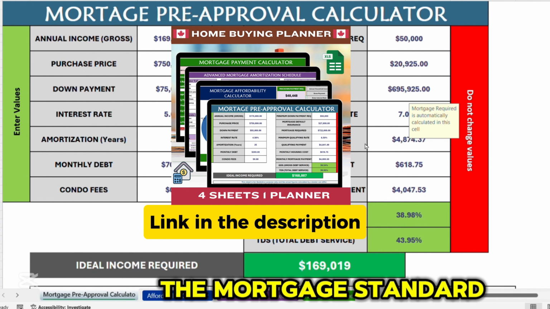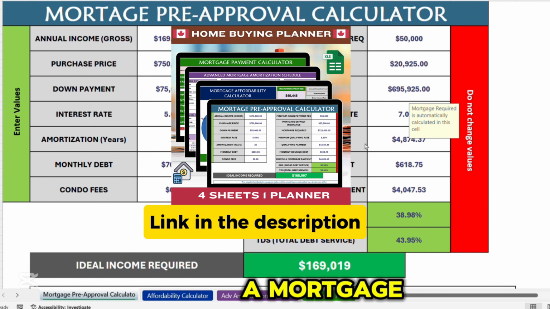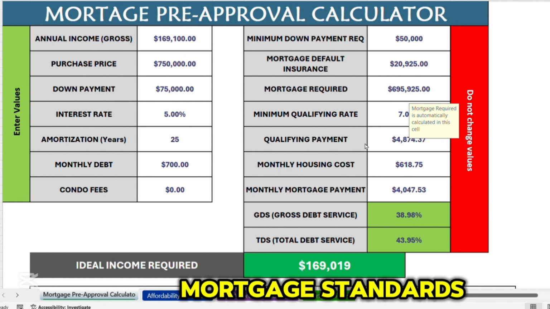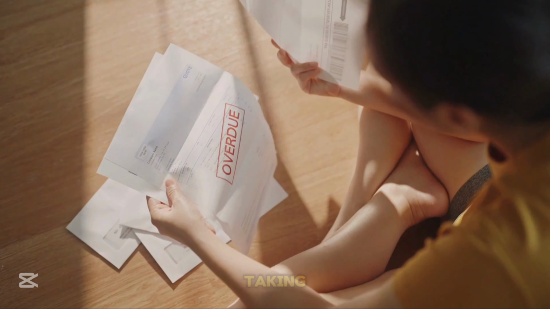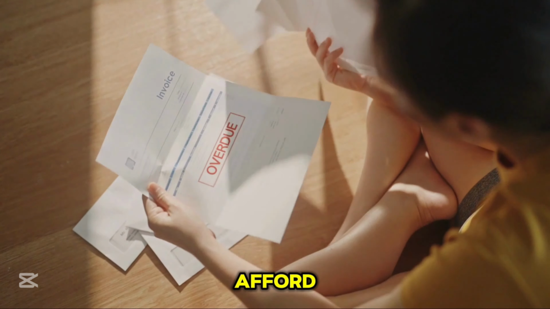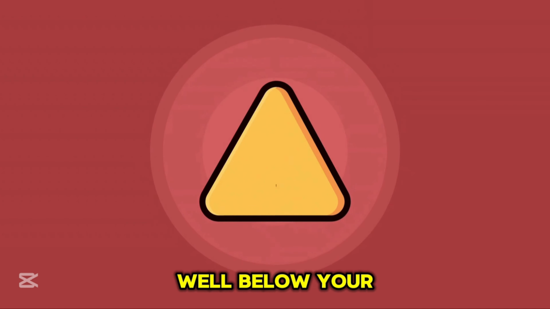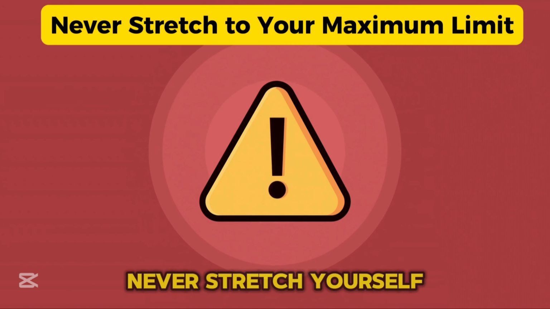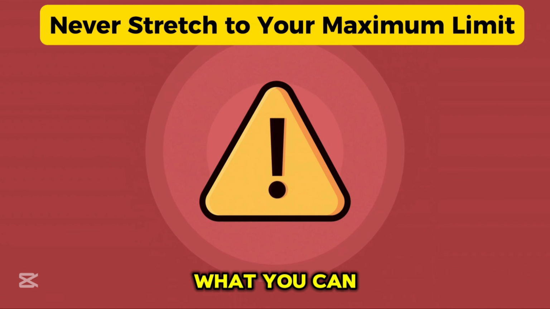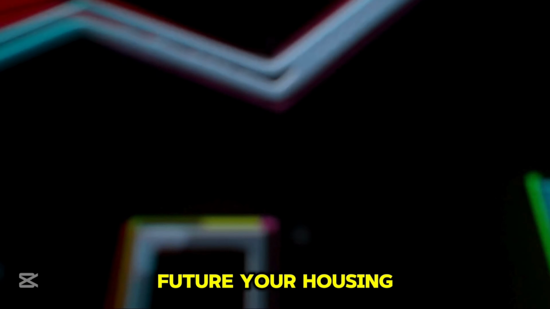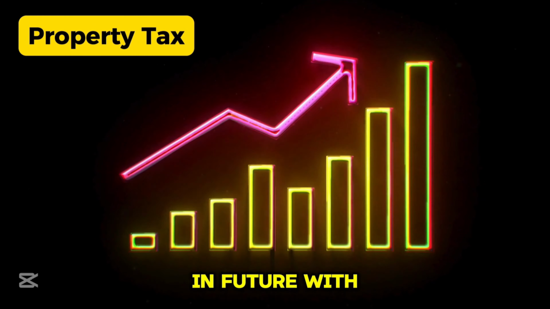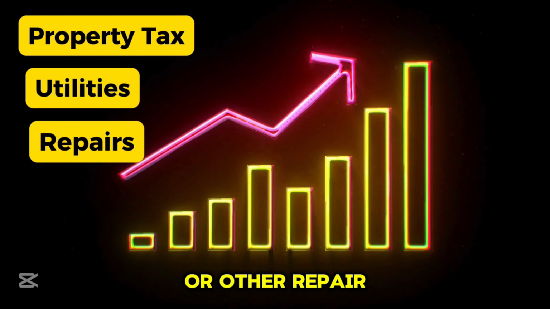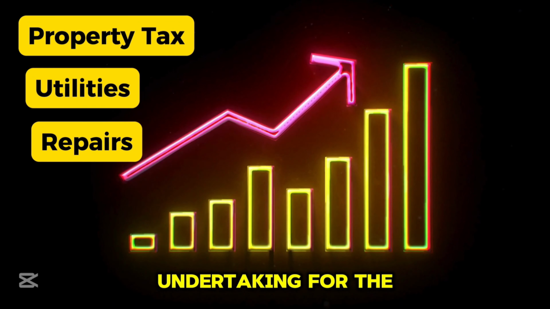Although as per the mortgage standard, you will be getting approved for a mortgage because your ratios are below the mortgage standards, a higher TDS ratio means you are increasing the risk of taking on more debt than you can afford. Always keep yourself well below your maximum limits. Never stretch yourself to the maximum of what you can get approved for. Because in the future, your housing costs can increase with the increase in the property tax, with the utilities, or other repair and maintenance that you will be undertaking for the property.